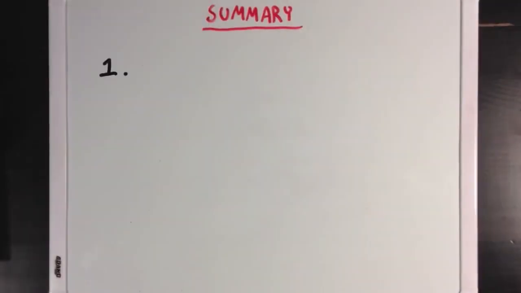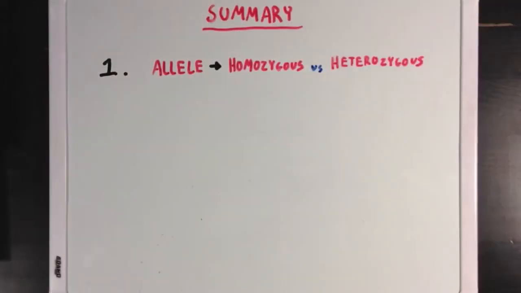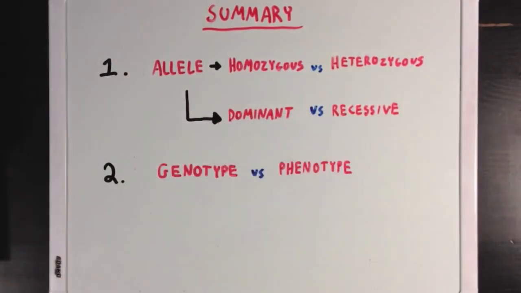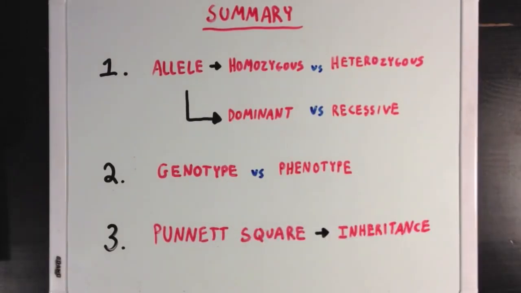So what did we learn? Well, first we learned what an allele is, and the difference between homozygous and heterozygous, as well as the difference between dominant and recessive traits in relation to alleles. Second, we learned about the difference between genotype and phenotype, and how the genotype refers to a person's DNA, while a phenotype refers to the physical traits that the DNA codes for. And finally, we learned about how we can use a Punnett square to determine how different alleles will be inherited from two parents.